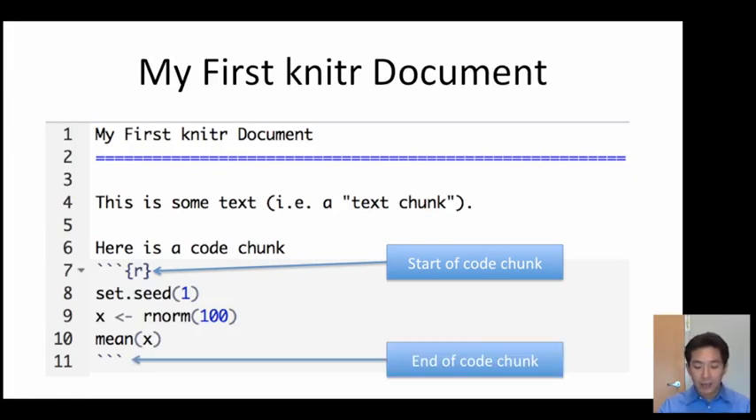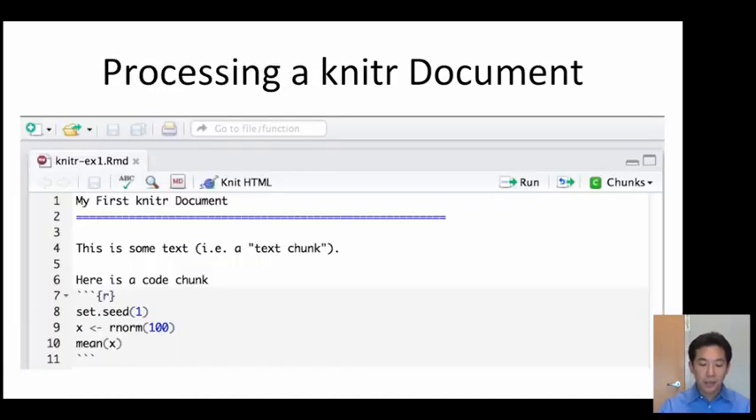And you can see above this shaded area with the code, I've got text. So the title is My First knitr Document, and then there's a line of text that says this is some text, and I say here's a code chunk, and then I start the code chunk. So in RStudio, you'll have this document open, and you'll have the code chunk and the text chunk there together.